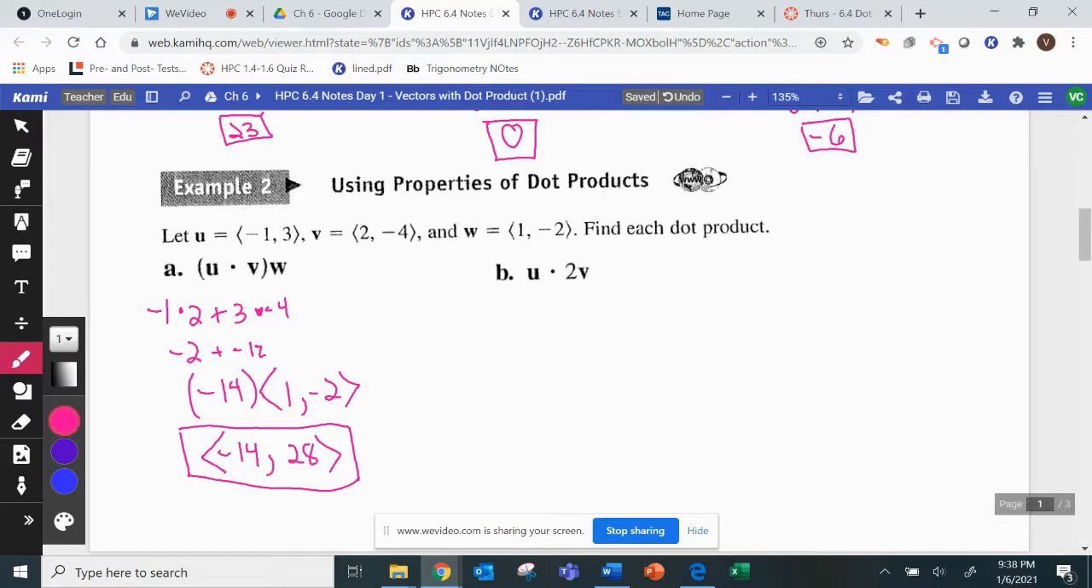Then question B says u dot product with 2v. Now you could take scalar 2 times v and then do the dot product of u and that answer. Or you can use one of these properties. It does not matter which method you're doing, but I'm going to show you by using property number 5.